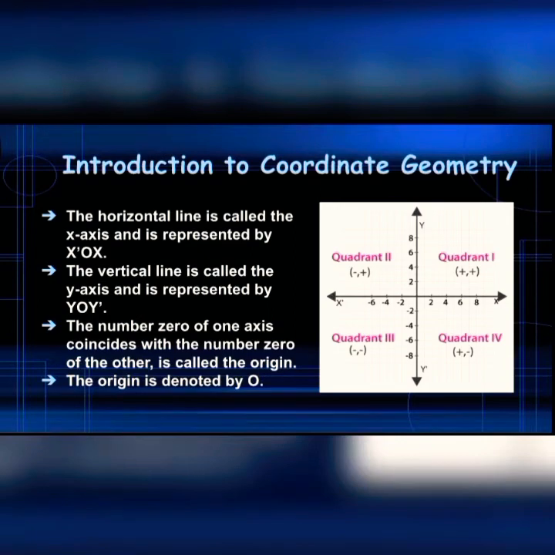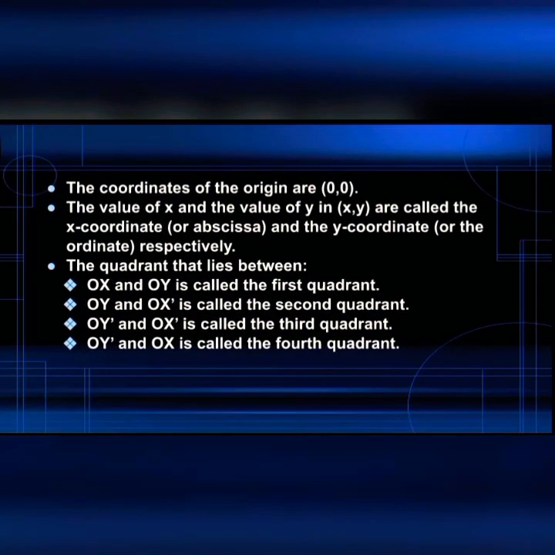The coordinates of the origin are (0, 0). X can vary, Y can vary, but the origin is (0, 0). The value of X and the value of Y are called the X coordinate or abscissa, and the Y coordinate or the ordinate respectively.